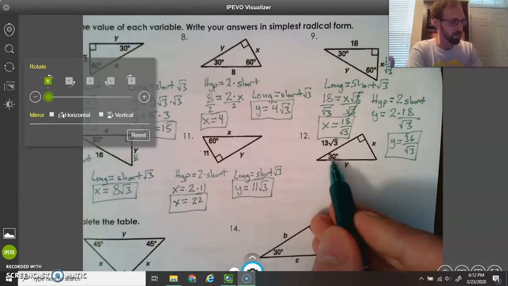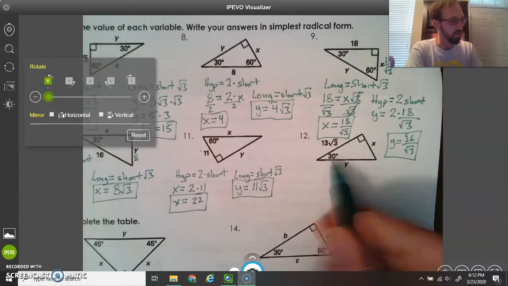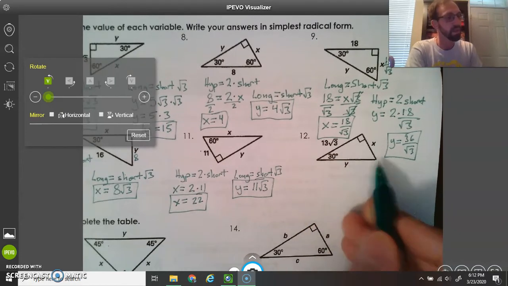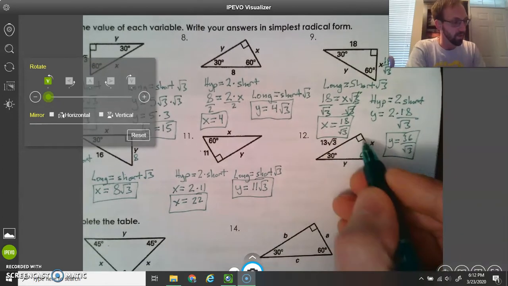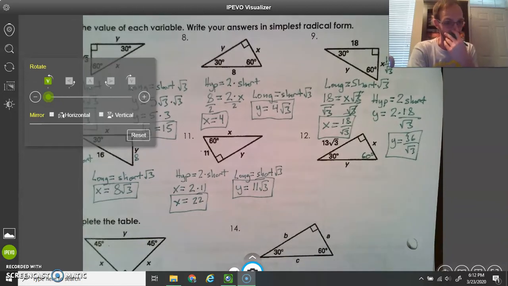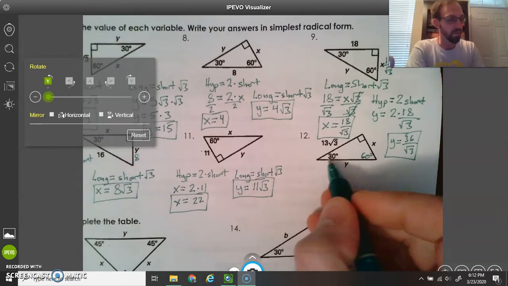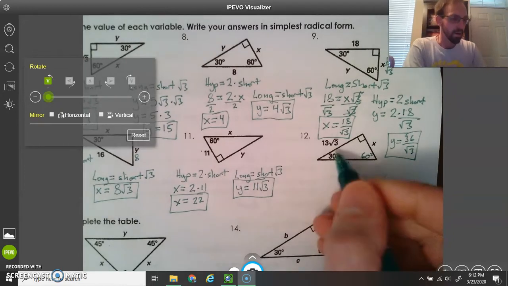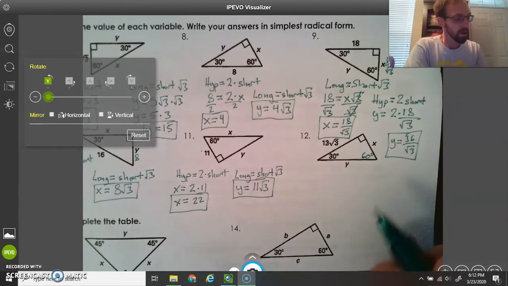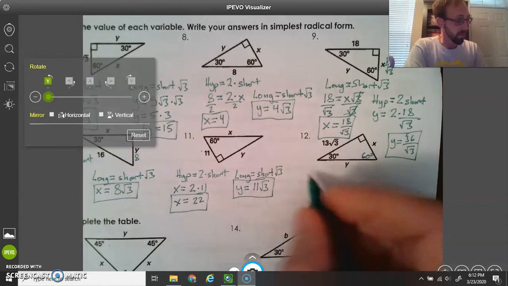And then for number 12, in this case, it's a little bit tricky. The 30 degrees is here. That means the 60 degrees is here. Always across from the 30 degrees is going to be your shortest side. Across from the 60 degrees is going to be your longest side. And then the hypotenuse is going to be across from the 90 degrees. This is only in a 30, 60, 90. But generally, if the degree measurement is smaller, then the side across from that has to be shorter.